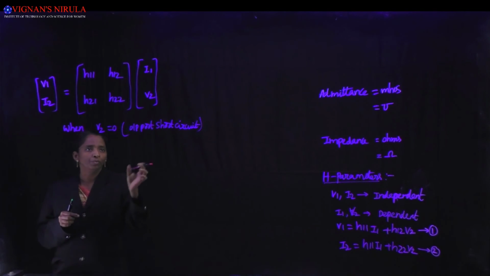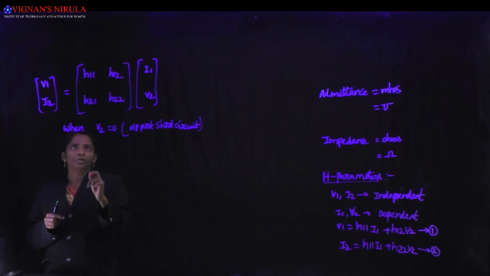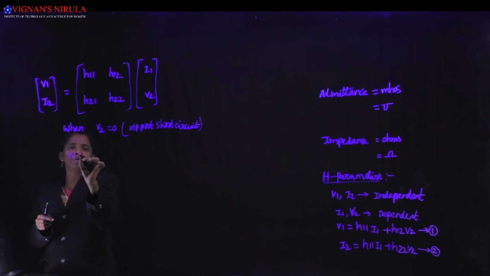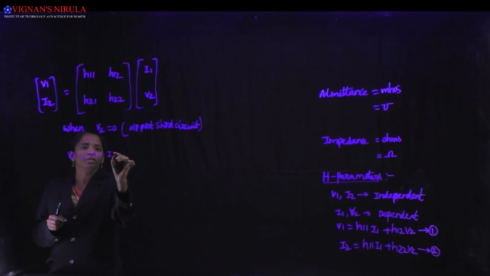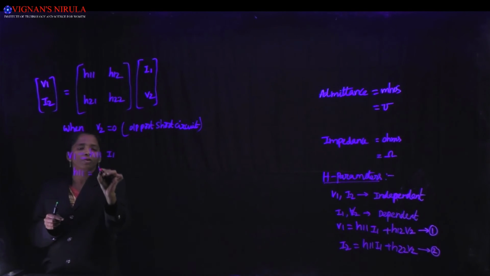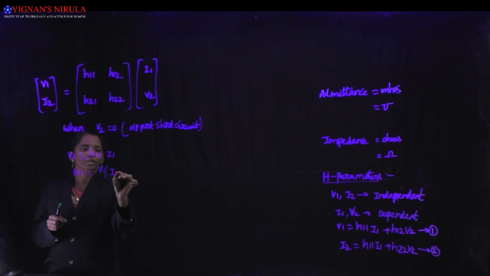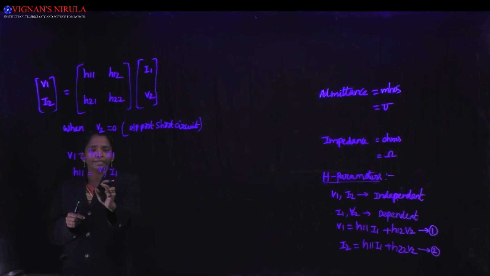If the port is short circuit, at that time output voltage will be 0. So when V2 equal to 0, we have V1 equal to H11 I1. From this equation, H11 equal to V1 by I1. So we know V1 by I1 is the formula for impedance. We are getting this impedance at the input port. So that's why we are calling input impedance.